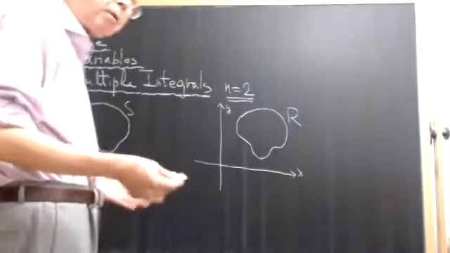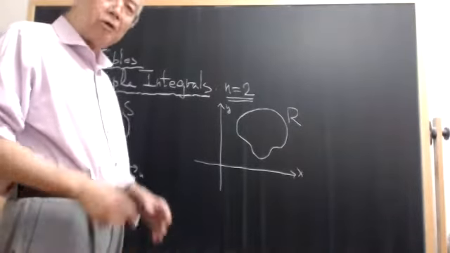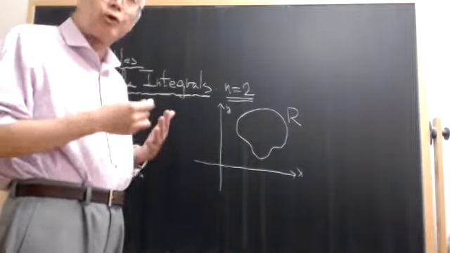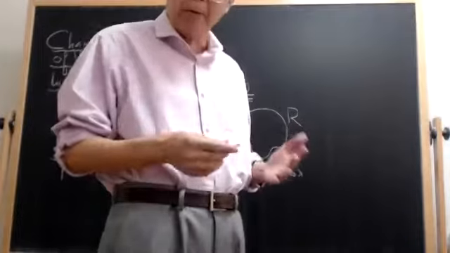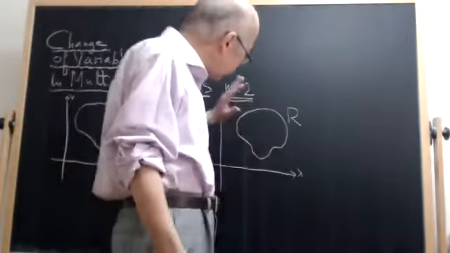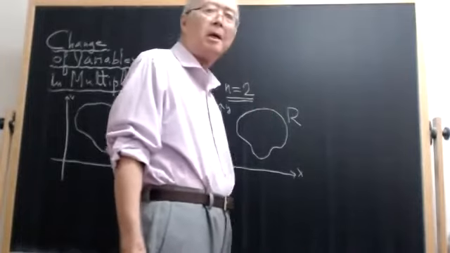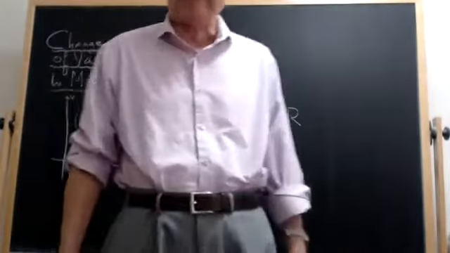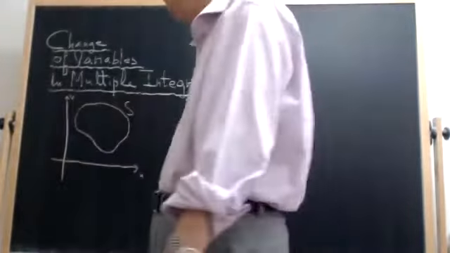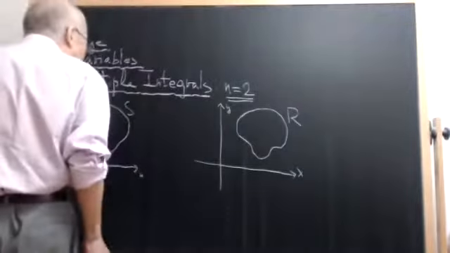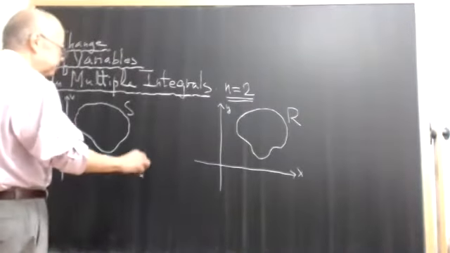It may be a complicated integral, so we want to change coordinates. We want to change variables to make the integral on this region R more tractable. That's the idea. Well, the whole idea is to change coordinates.